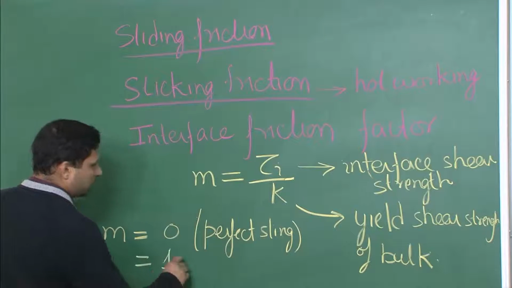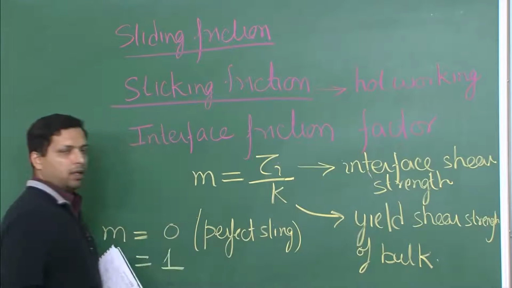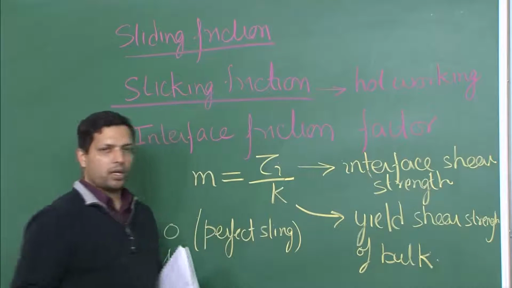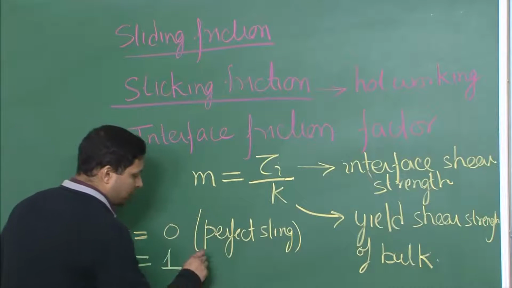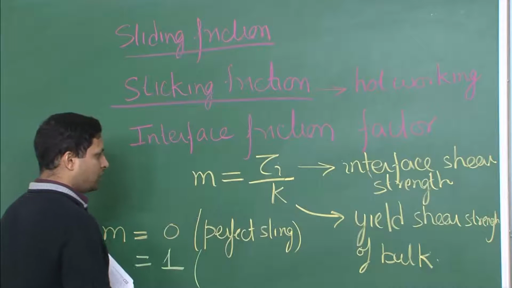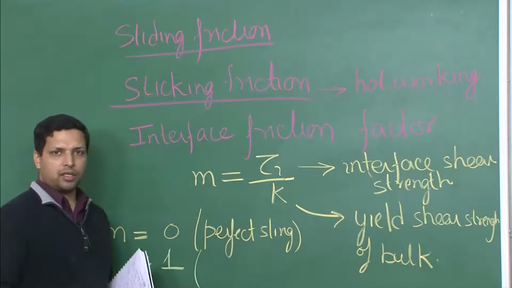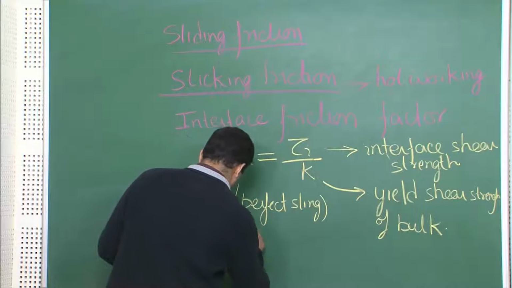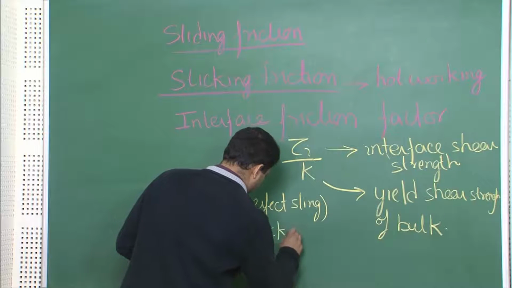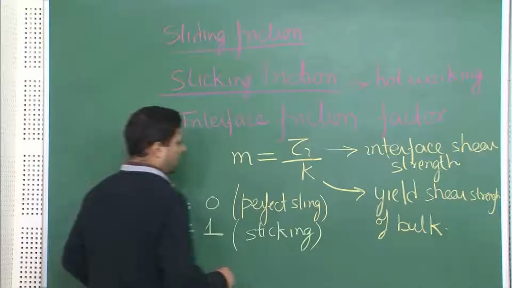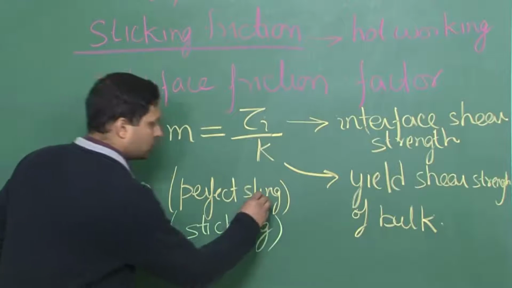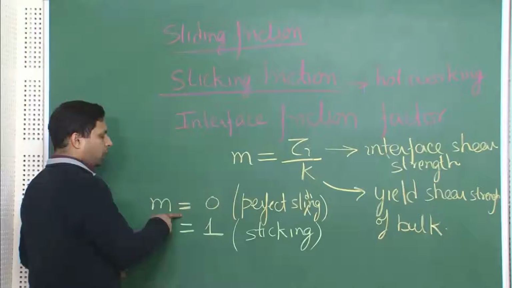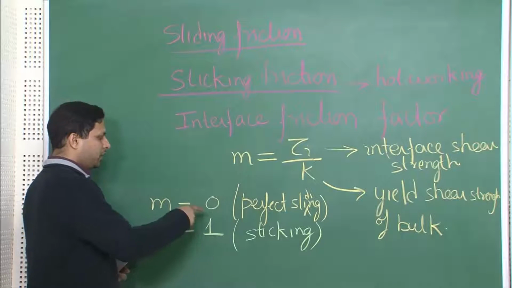When m is equal to 1, it means tau I by k is equal to 1, it means tau I is equal to k. That means in this particular condition, interface shear strength or stress has reached the bulk yield shear strength, and that means it starts to stick. It will no more slide. Okay, so let me correct this spelling. This is sliding. The ratio, this m, varies from 0 to 1.